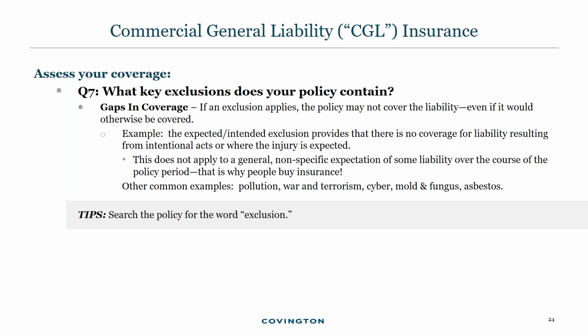Other examples of common exclusions that may exist in a CGL policy include pollution, war and terrorism, cyber, mold and fungus, asbestos. Take a look in your policy for the word exclusion, and if you find an exclusion that is problematic for you, I would suggest buying an endorsement or looking into an additional policy.